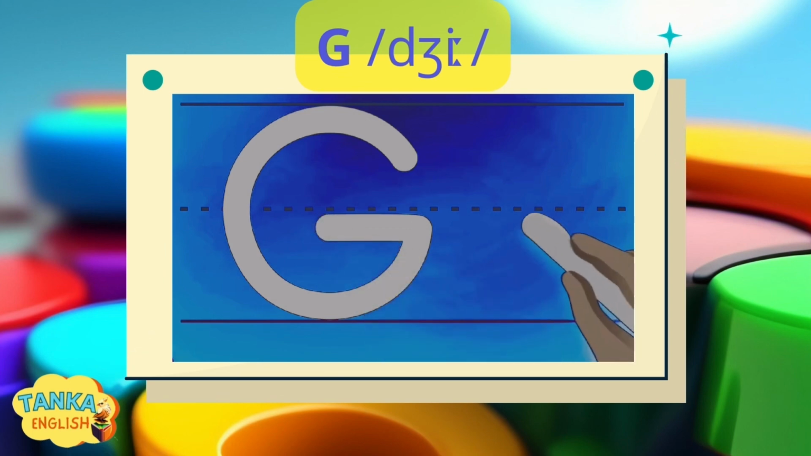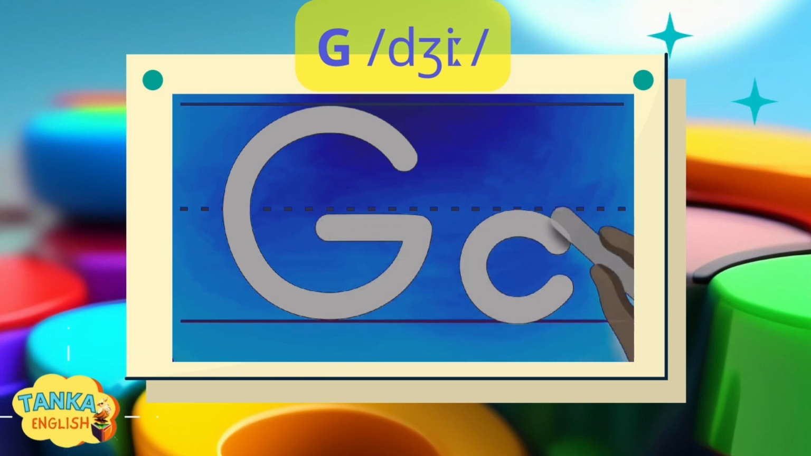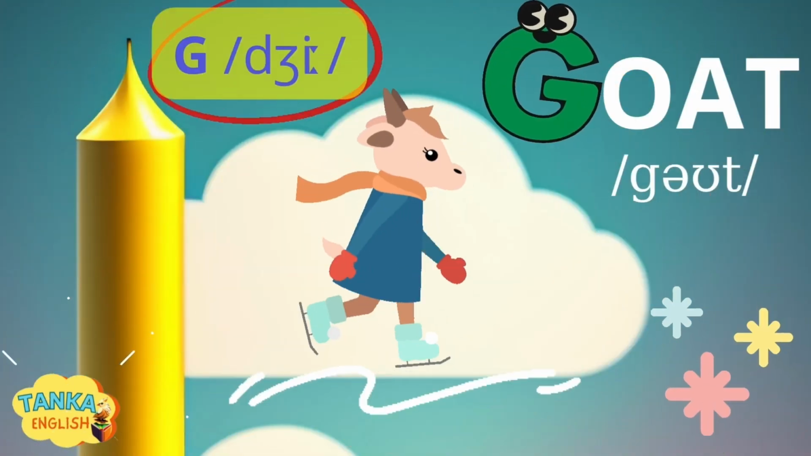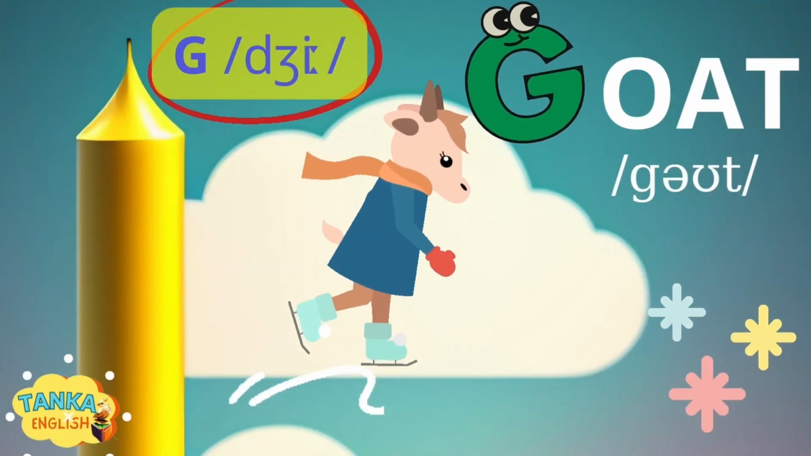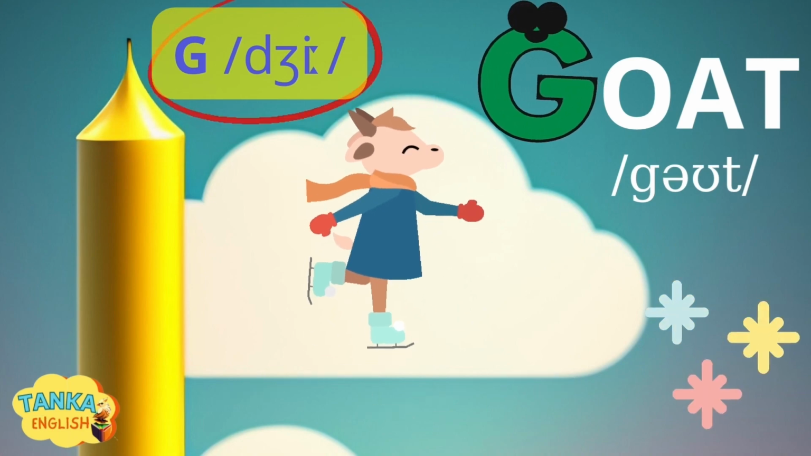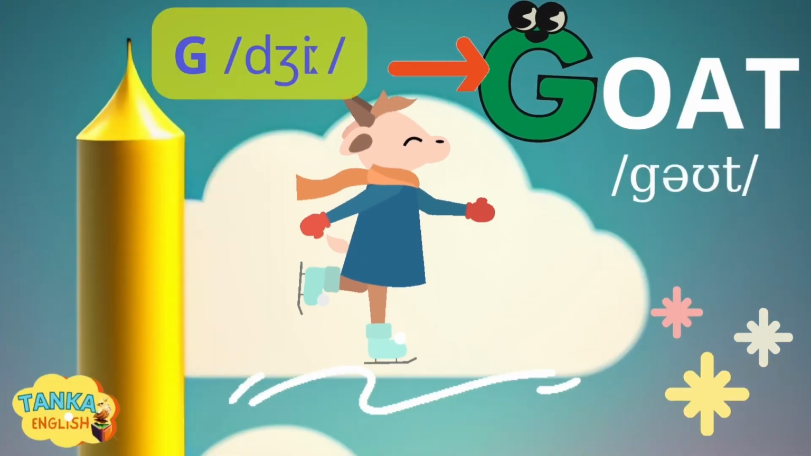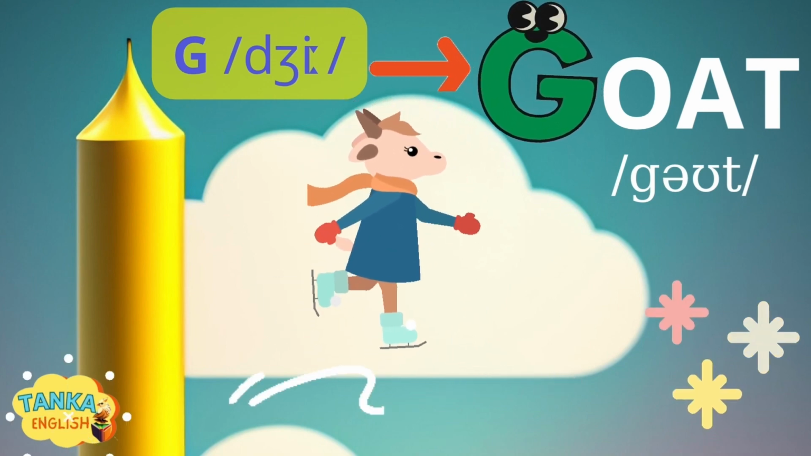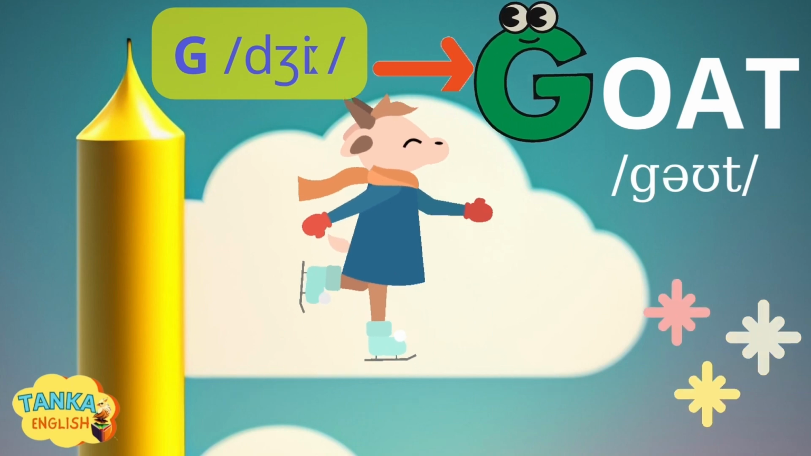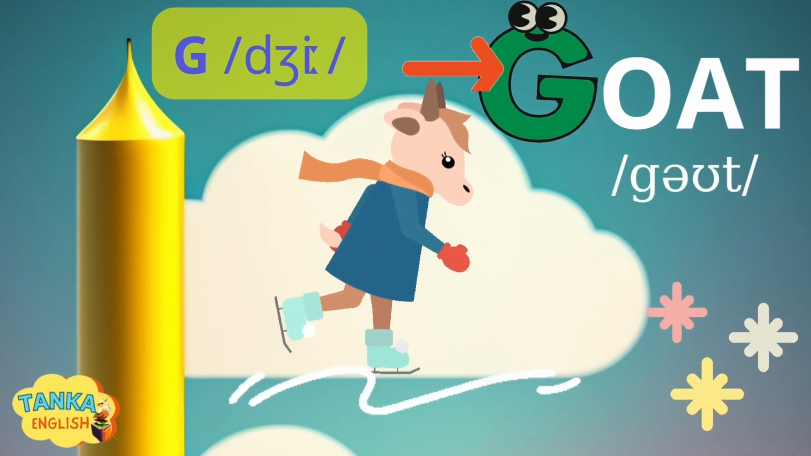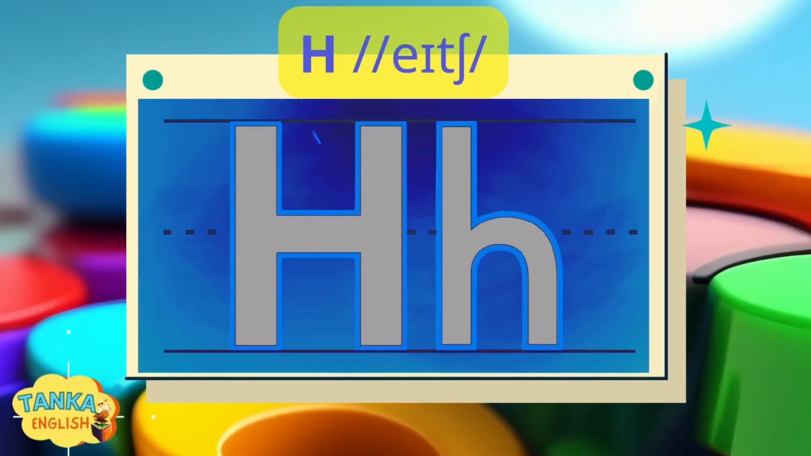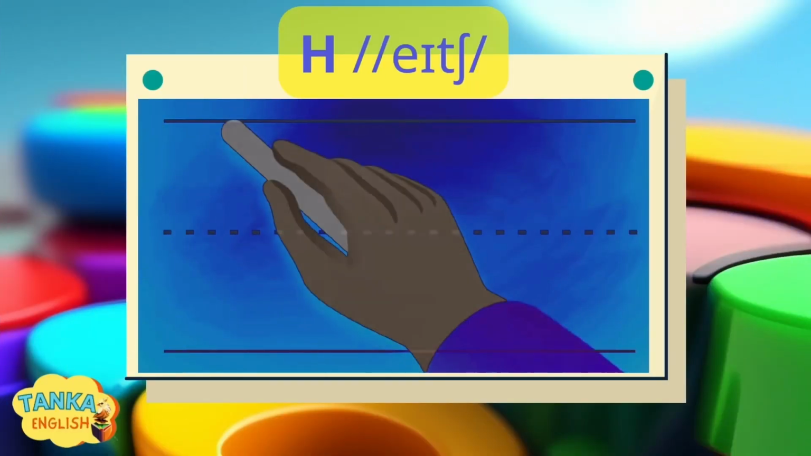Uppercase G. Lowercase G. G. Goat. You're a winner. Please keep going. Now, we are writing letter H, uppercase H.